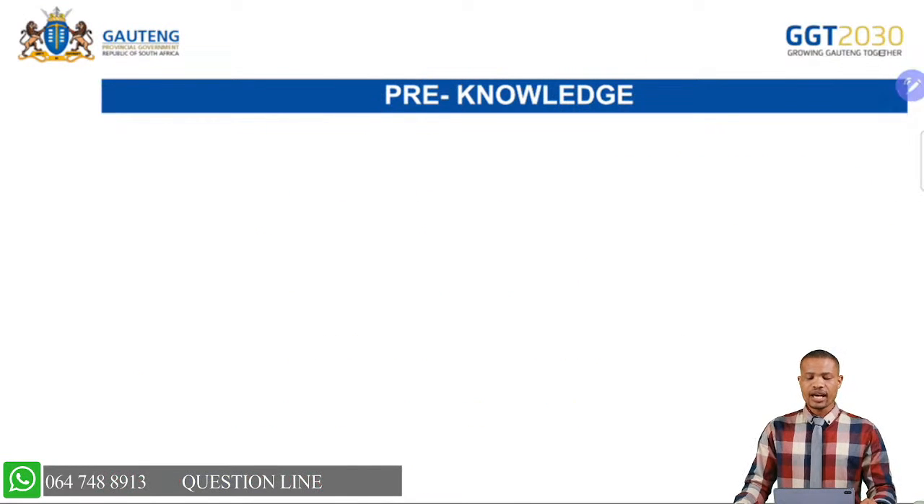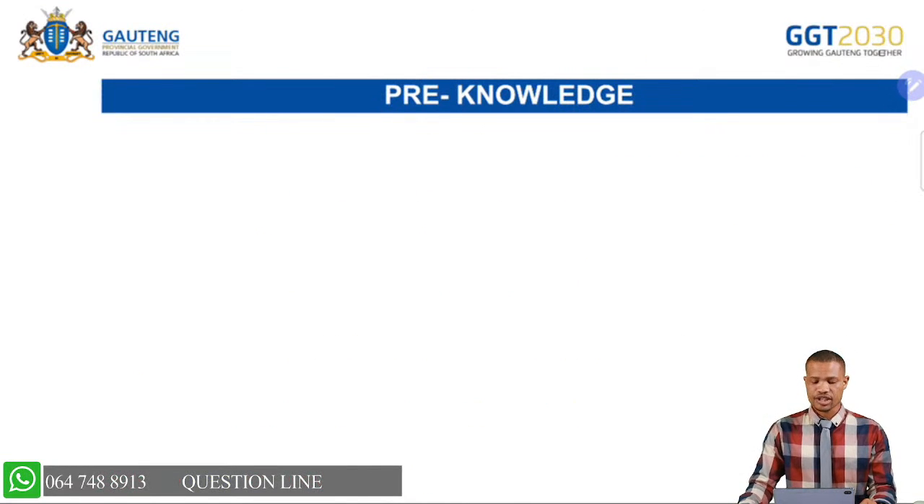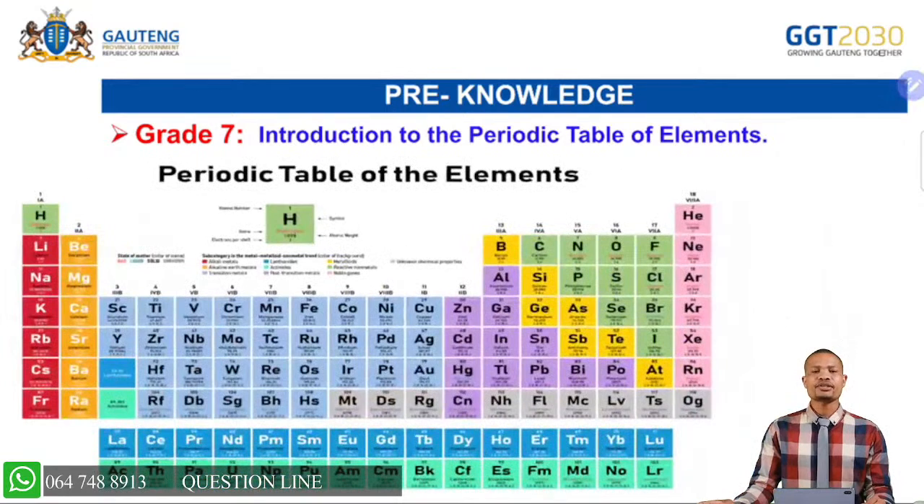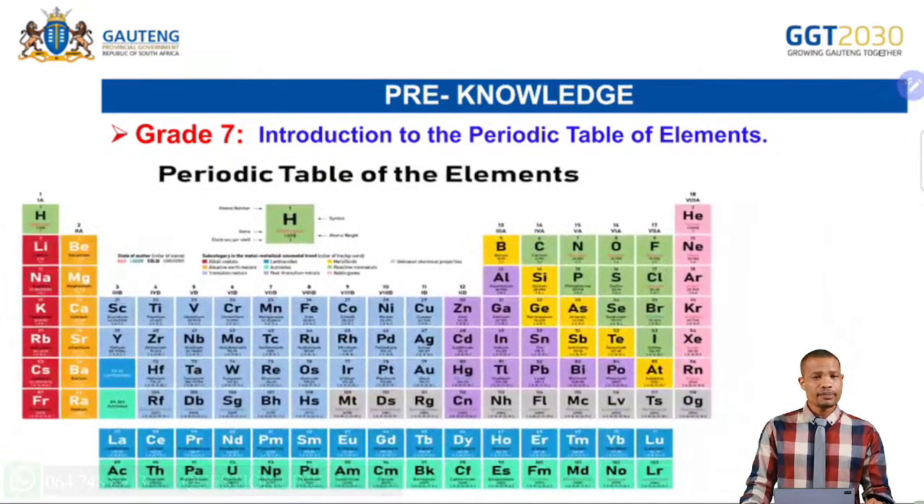Right. Now, let's get on with our pre-knowledge. In grade 7, we learned about the introduction to the periodic table, and if you remember, in term 2, we learned further about the periodic table while we were doing the topic of compounds. Right, so this is the periodic table. It is made up of elements. The periodic table is a classification system for chemical elements. You remember that definition from term 2.